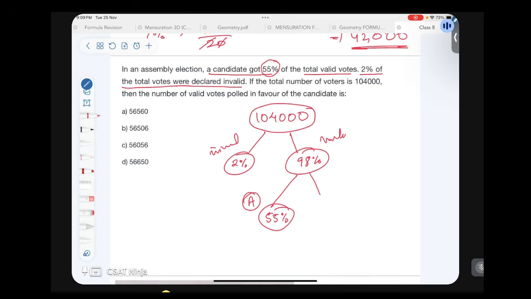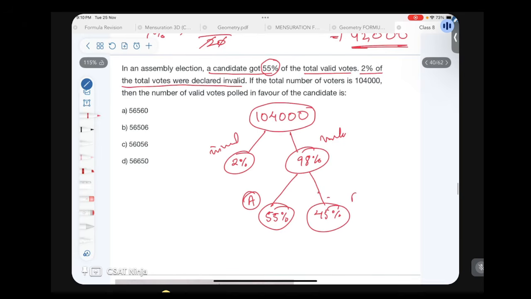Let's say candidate A got 55%. Then the remaining will be 45%, the percentage of votes received by the other, losing candidate. What is asked? The number of valid votes polled in favor of the candidate. That means candidate A. You just need to find that.